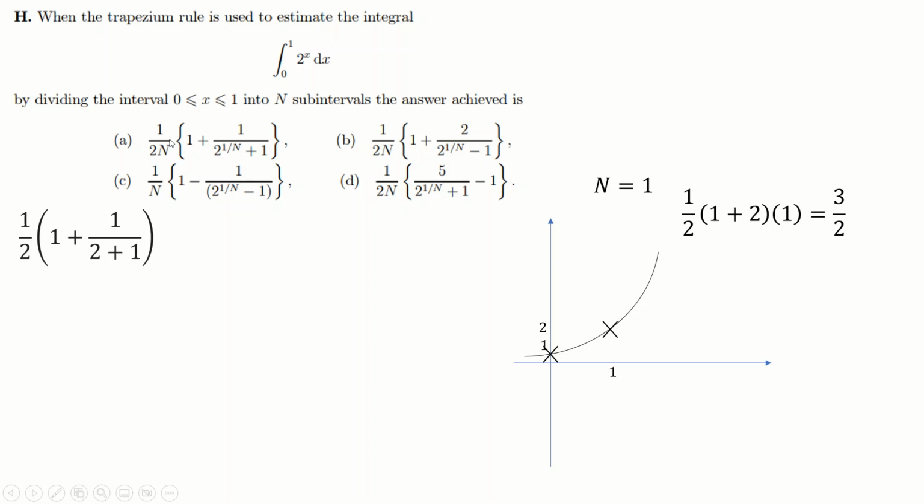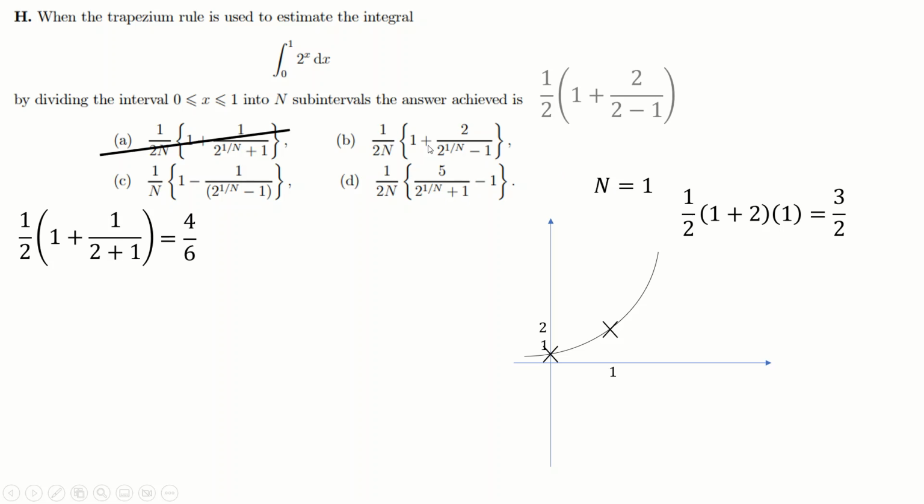So shoving in n is 1 to this, we get 1 over 2, because 2 times 1 is 2. 2 to the power 1 over n, well, n is just 1, so that's just 2 plus 1. And this equals, well, that's a third, plus 1 is 4/3, times a half is 4/6. So that doesn't equal the right thing, so this can't be the correct formula.